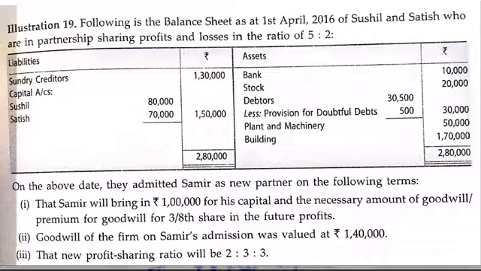On the above date, what is the above date? 1st of April 2016, they admitted Samir as the new partner on the following terms: that Samir will bring in 1 lakh for his capital and the necessary amount of premium for goodwill. And what is the share? 3/8 share in the future profits. Goodwill of the firm on Samir's admission was valued at 1,40,000. It is the goodwill of the firm. Be careful about whether it is given that it is the goodwill brought in by the new partner, or that it is the goodwill of the firm. The new profit sharing ratio will be 2:3:3. Right? Very simple question. Let's see. Let's write down the facts first.